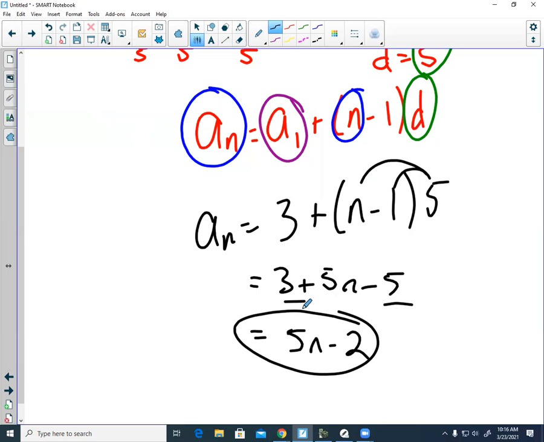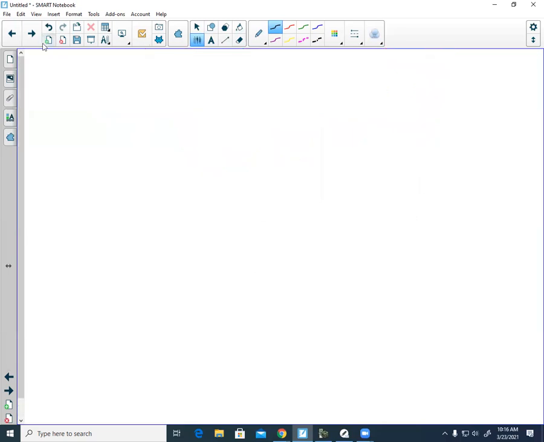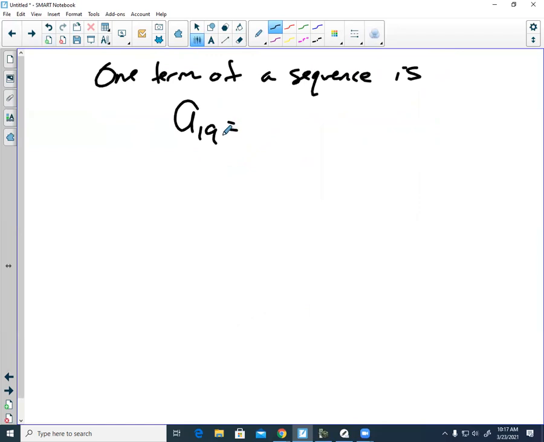Okay. Now, the thing is, though, all of those questions aren't going to be quite that easy. They can give you different pieces of information. Like this one specifically says one term of a sequence is A19 equals -45. So this is telling you that one of the terms, the 19th term specifically, is -45.